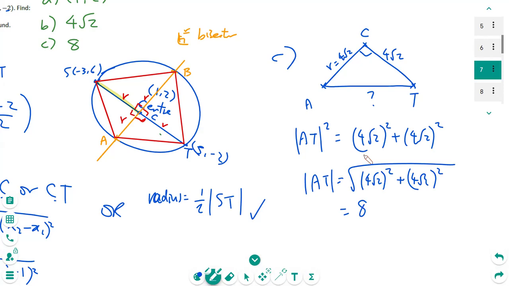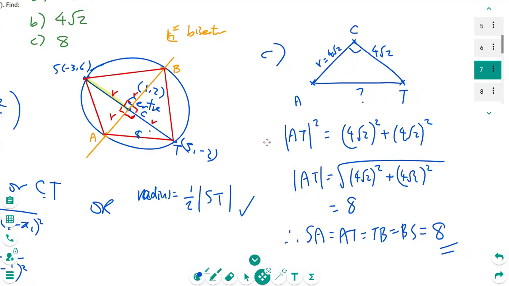Because these 4 triangles are congruent, they equal each other. They are congruent by RHS. So therefore SA equals AT equals TB equals BS. BS equals 8 because they're just congruent triangles, so you work out they're all 8. Right, so that's just a small question to let you peek into more geometric problems, which we're going to solve more later. That's the end of chapter 6.1.